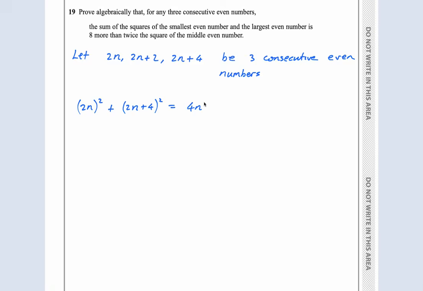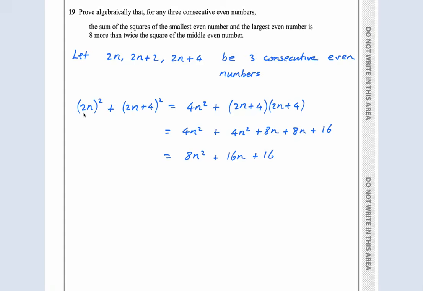equals 4n squared plus, be careful, very careful, guys, doing this. Let's do it the long way. It's 2n plus 4 times 2n plus 4, which is 2n times 2n is 4n squared. 2n times 4 is 8n. 4 times 2n is also 8n, so it's going to be plus 8n plus 8n plus 16. Simplify this. 4n squared plus 4n squared is 8n squared. 8n plus 8n is 16n. And 16 is obviously just 16.